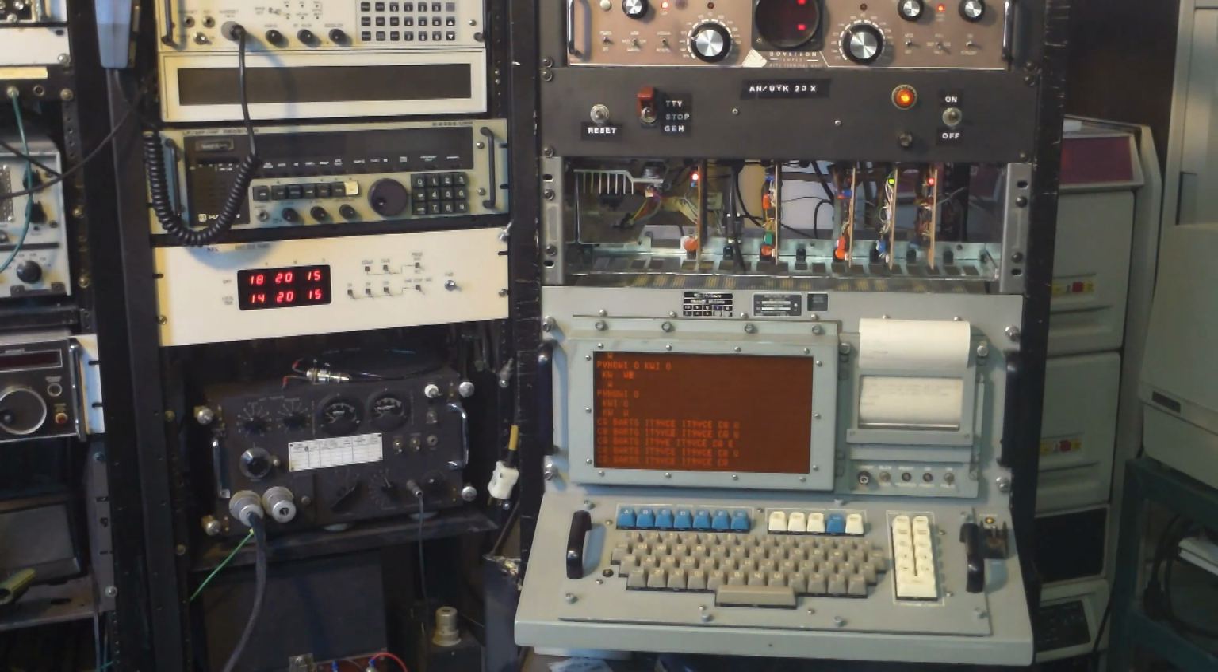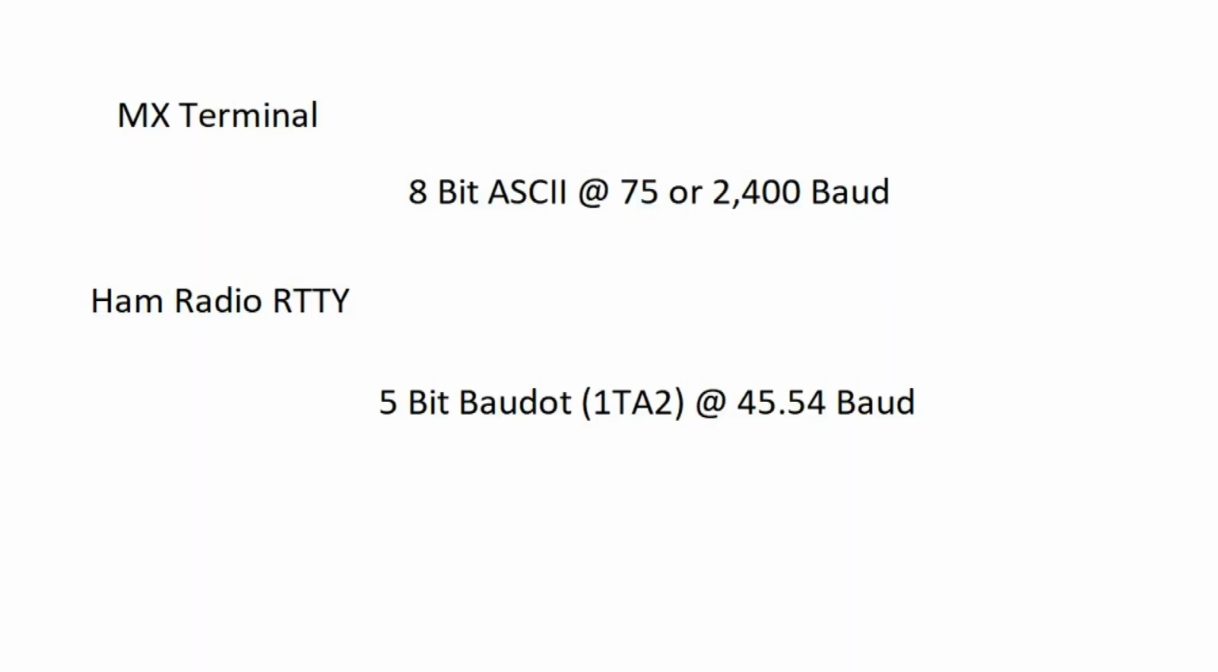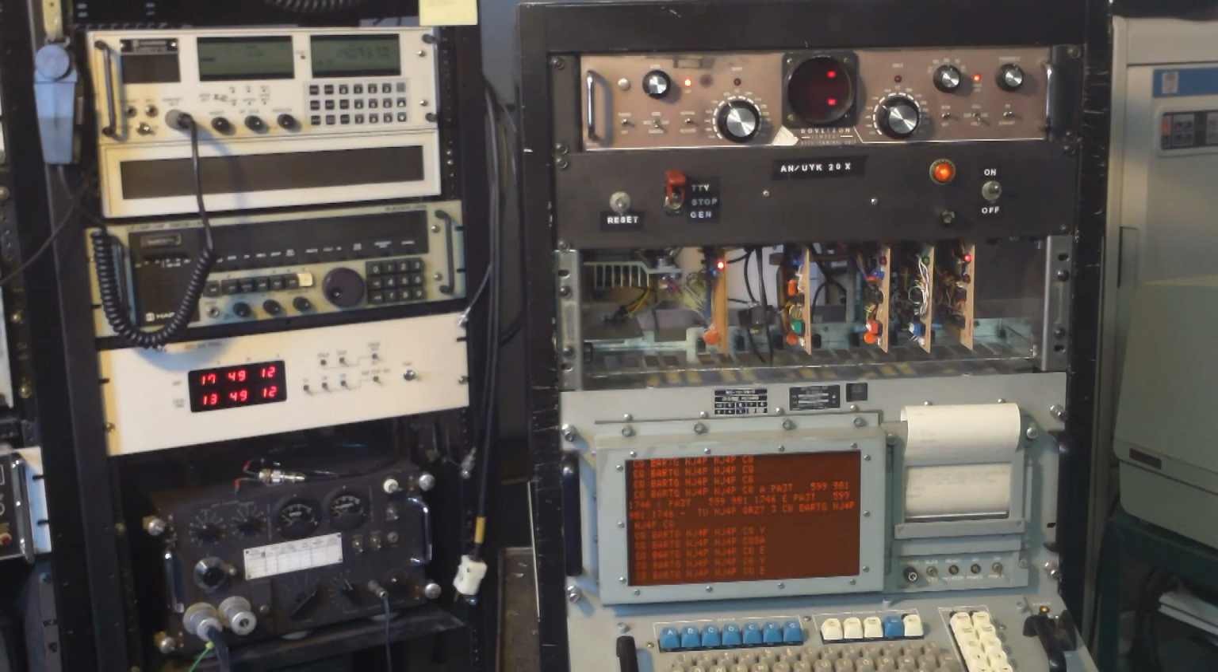The idea was to take this terminal and be able to use it for amateur radio teletype. The problem is that the terminal only speaks 8-bit ASCII, and ham radio teletype is 5-bit Baudot code. So an external box or processor has to be put together to translate between Baudot and ASCII so that the two systems can work together.